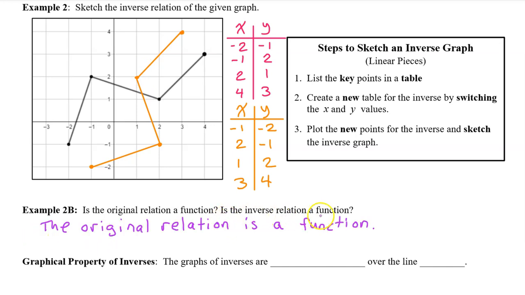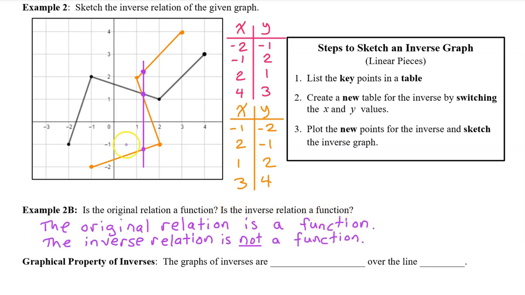Is the inverse relation also a function? No, the inverse relation is not a function. It fails the vertical line test. You can see that in some intervals, a vertical line will hit more than one point. This reveals that this input value corresponds to more than one output value.